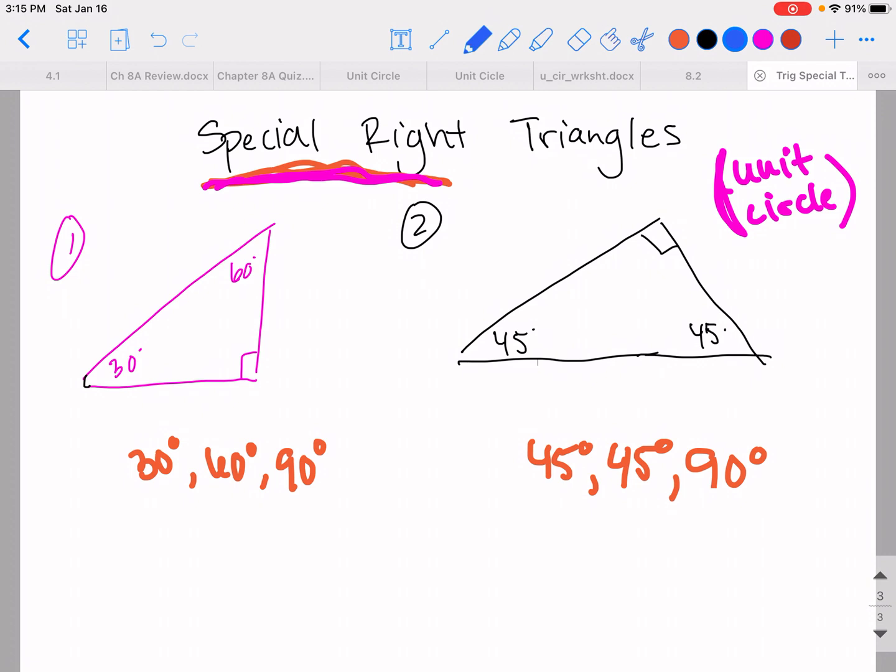Taking that in mind, I'm going to label the side across from the 30 as x, and then the hypotenuse would be 2x, because if I put x over 2x, I get my 1/2, which is sine of 30. We did that in a previous lesson yesterday. Then if across from the 30 is my x side, across from the 60 will be x multiplied by square root of 3. And I'll show you how that works.